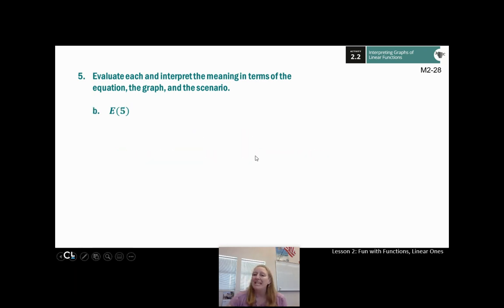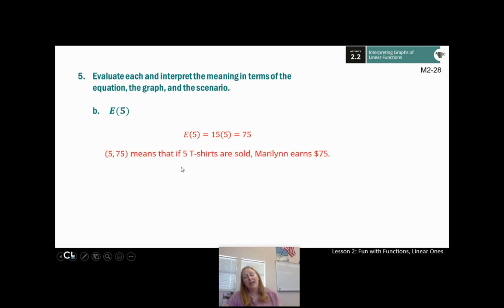For part B, I have E of 5. So fine, that just means I'm going to plug in a 5. So instead of 15t, I have 15 times 5, which gives me 75. So that means my point is at (5, 75) on my graph. And it means that if 5 t-shirts are sold, Marilyn earns $75. Yay!